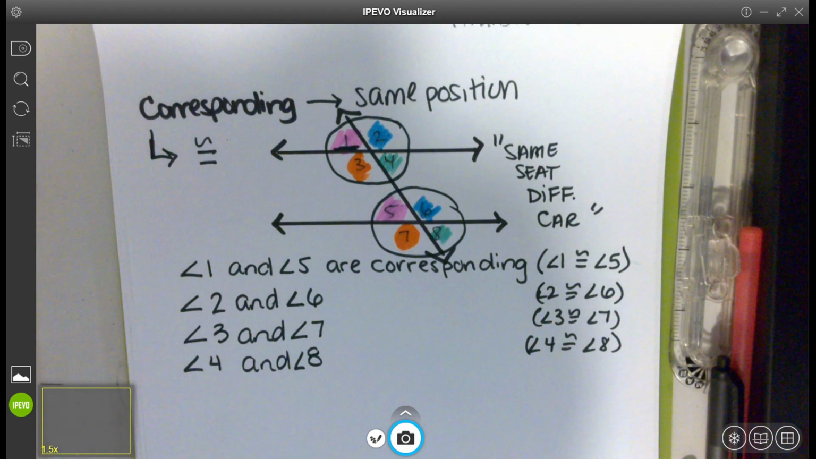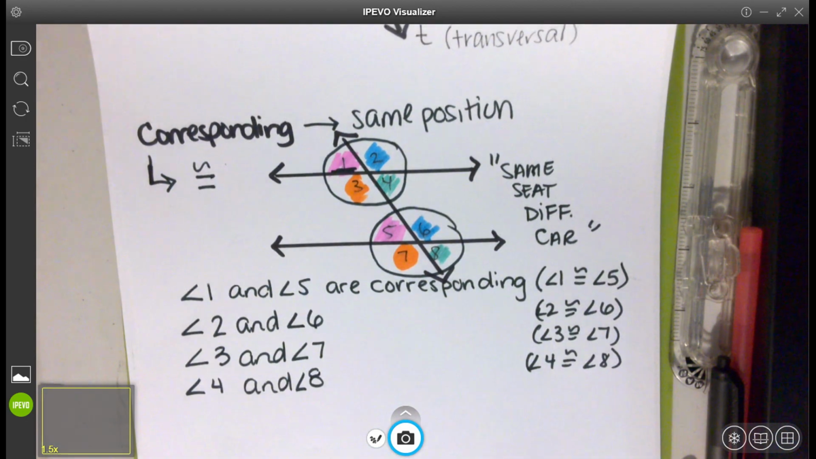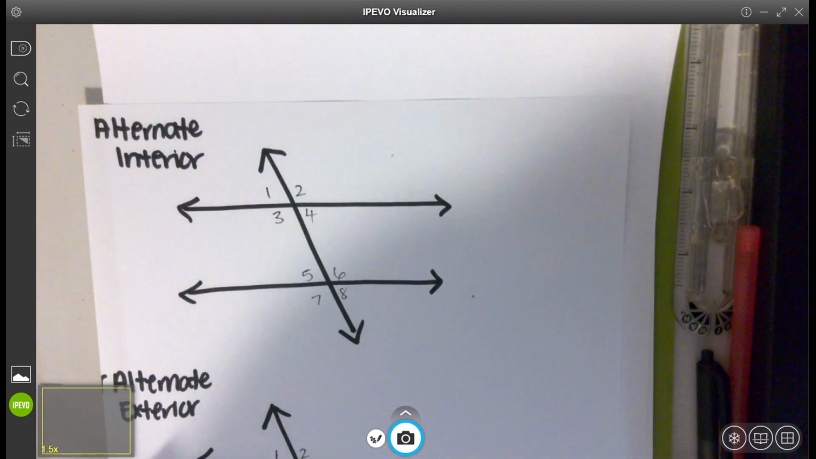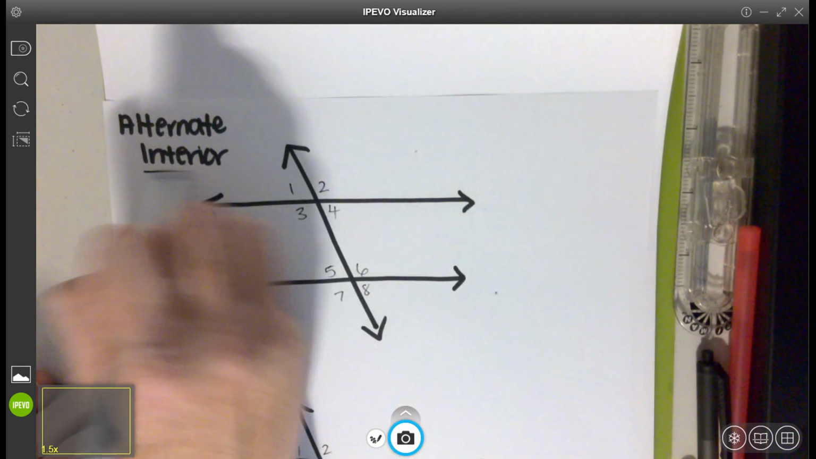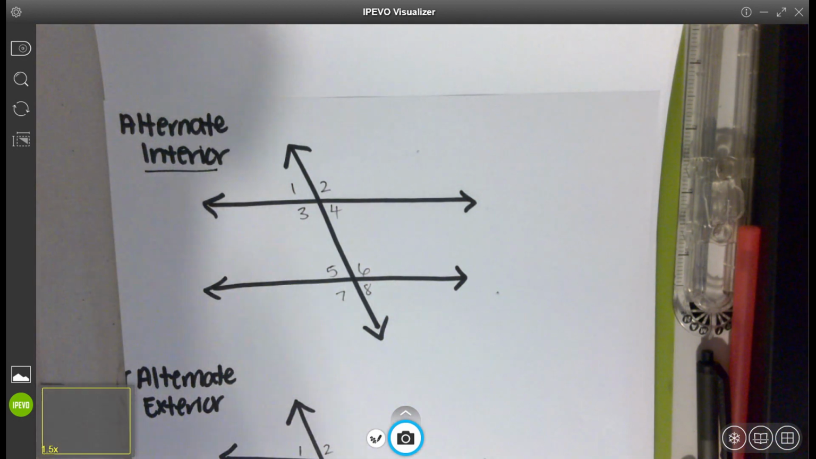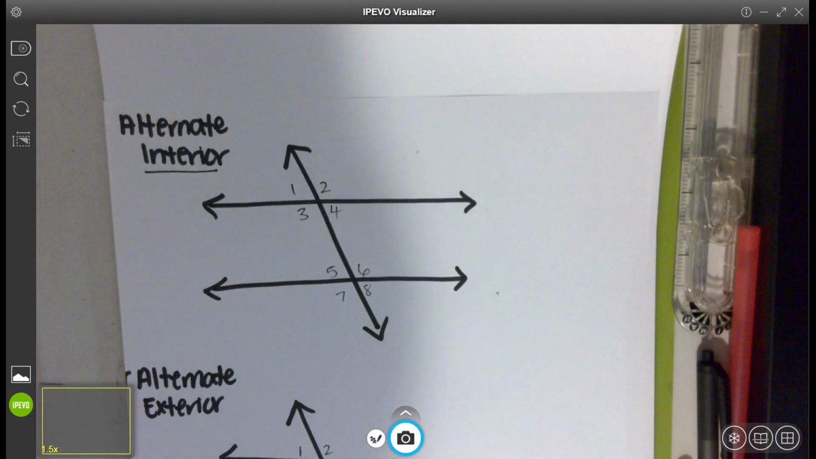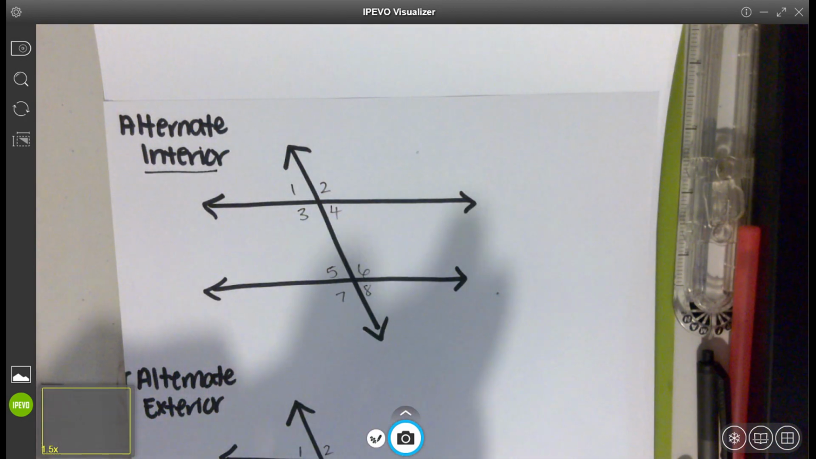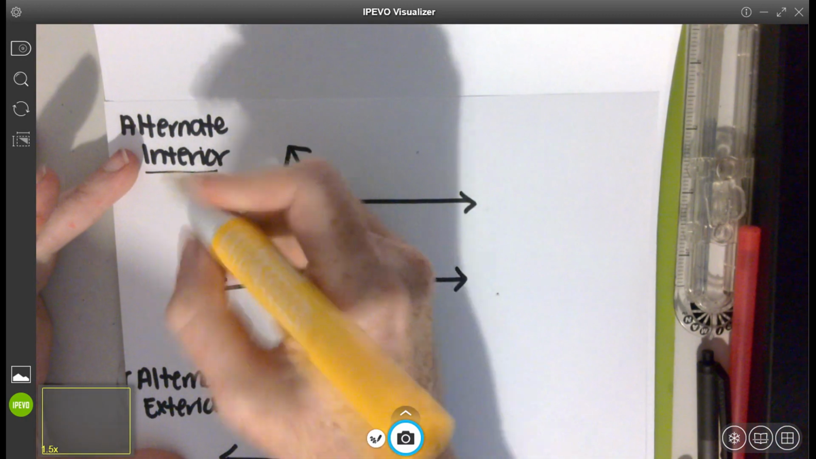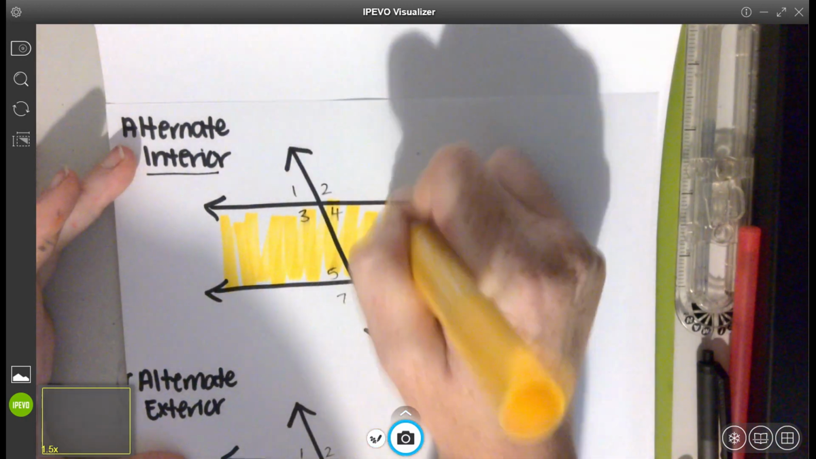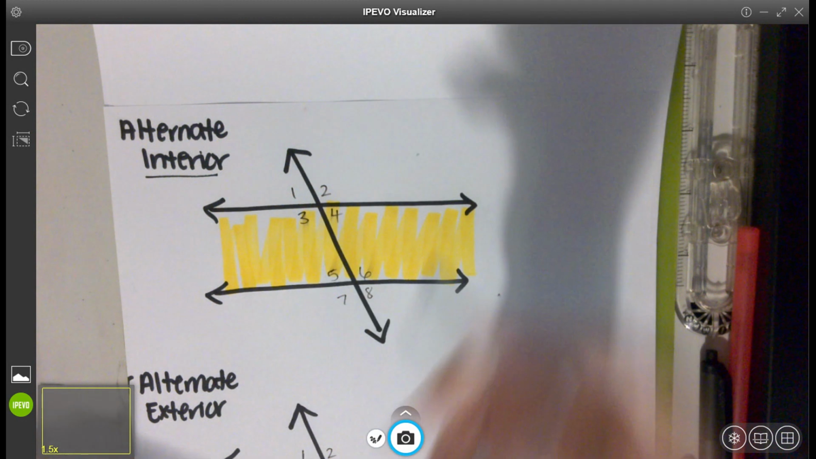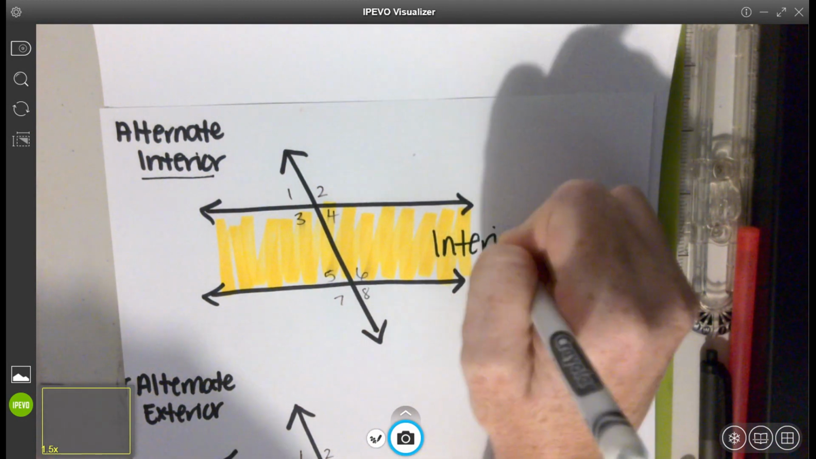All right, moving on to our next term, we're going to talk about alternate interior. So here we have the same picture again. So alternate interior, the first thing is I want to identify what the interior is. And the interior means the inside. So I want to identify the inside of my diagram. And the inside of my diagram is sandwiched in between the 2 lines here. So make sure you identify your interior. So again, that's my interior.